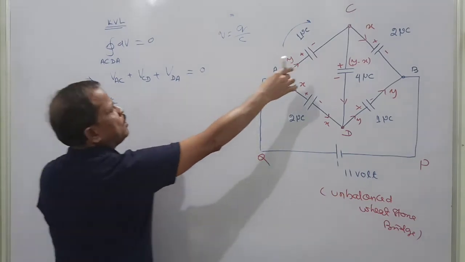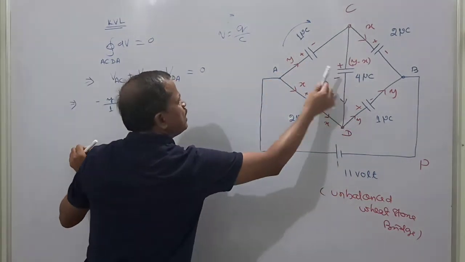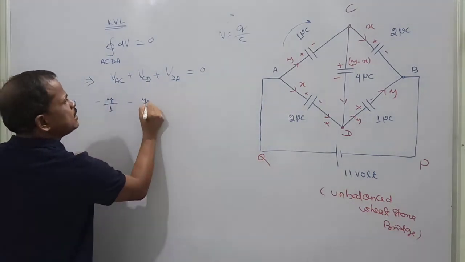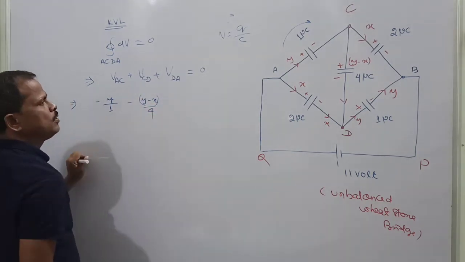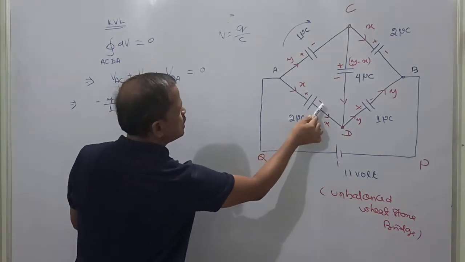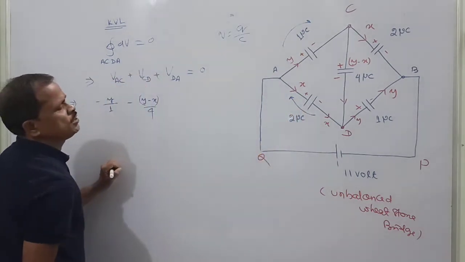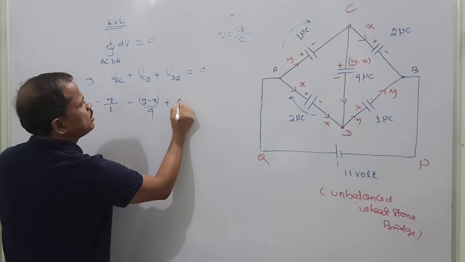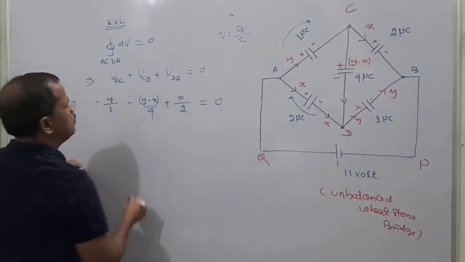Then from C to D. From C to D, again from positive plate to negative plate, so again you will write negative. How much negative? The charge is y minus x, and the capacitance is 4. Then come to D to A. When you are moving from D to A, first is negative, then positive, so it will be a positive sign. That is plus, charge is x, capacitance is 2, equal to 0.